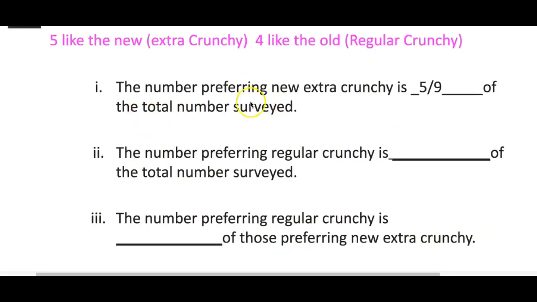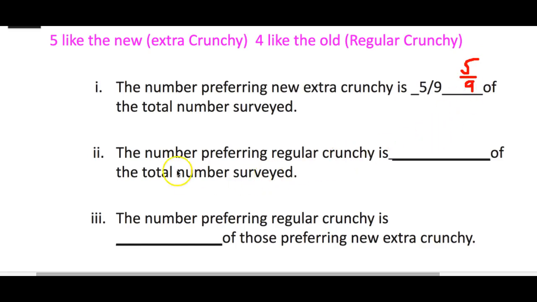Okay, so the number preferring new extra crunchy would be 5. I'll put that up here first. And the total number surveyed was 9. Remember, that was our whole. Now I wrote it the way that you write it if you're typing it on the computer. But if that's confusing to you, it looks like this. So if you're writing it on paper, you can just write it like this. Again, I want you to be familiar with both of those.